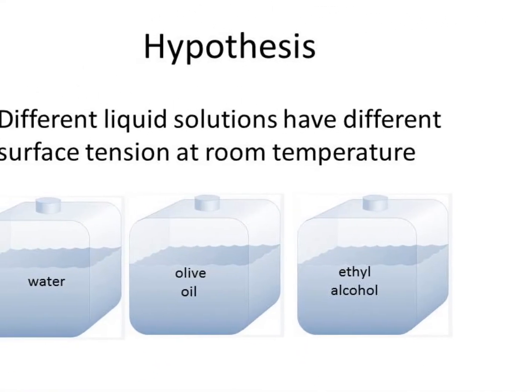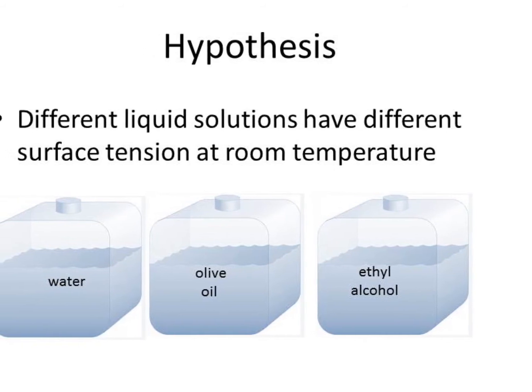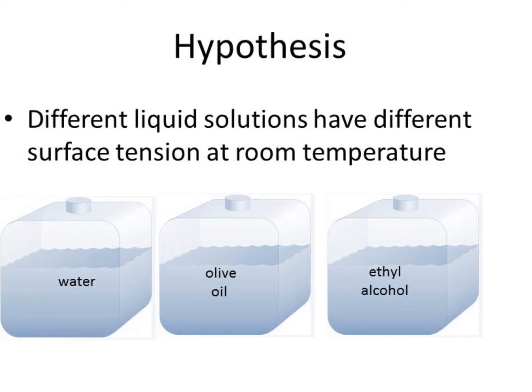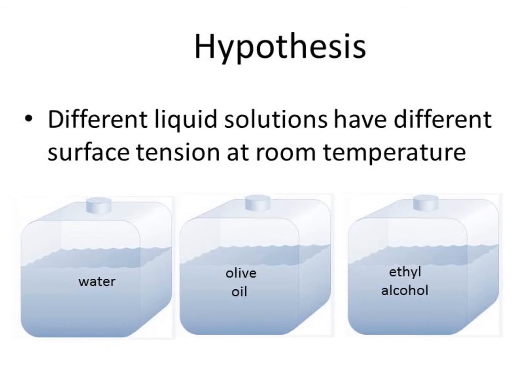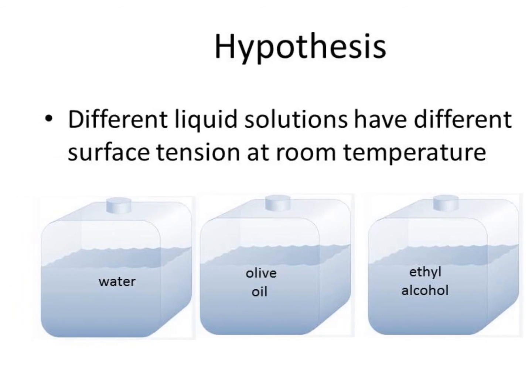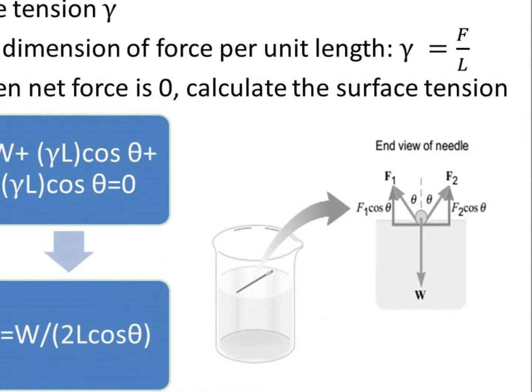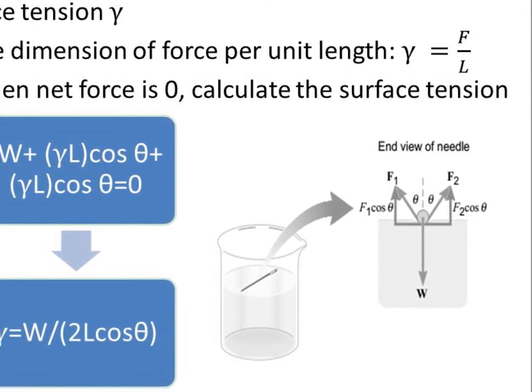A water strider can walk on the surface of water. Is a water strider still able to walk on the surface of other liquids, just as on the surface of water? We thus come up with a hypothesis that different liquid solutions have different surface tension at room temperature or any other certain temperature. Surface tension gamma is defined as the dimension of force per unit length.